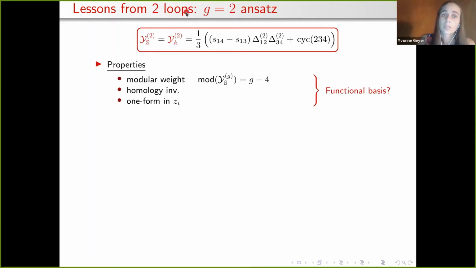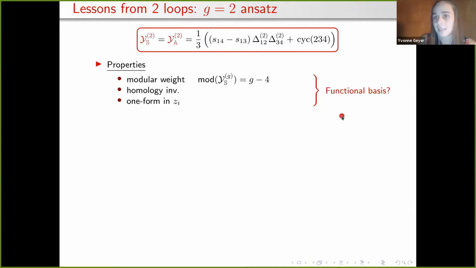Now, first of all, it's clear that both of these objects, YS and YA, have to have modular weight -2. And I've given you here the counting, it's quite easy to do for any genus G. Moreover, they have to be homology invariant, meaning if we take a marked point I and move it around any of the cycles, it has to be invariant, and it has to have the correct form degree in the Zi, which is actually a really important point.